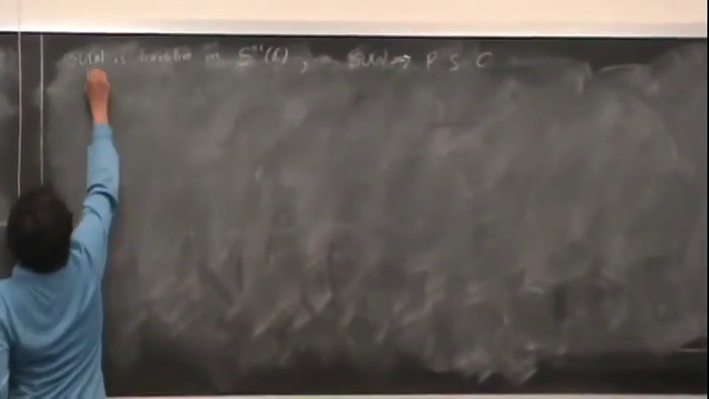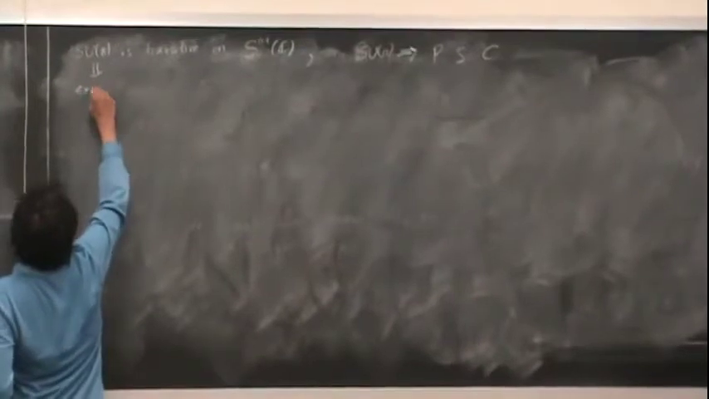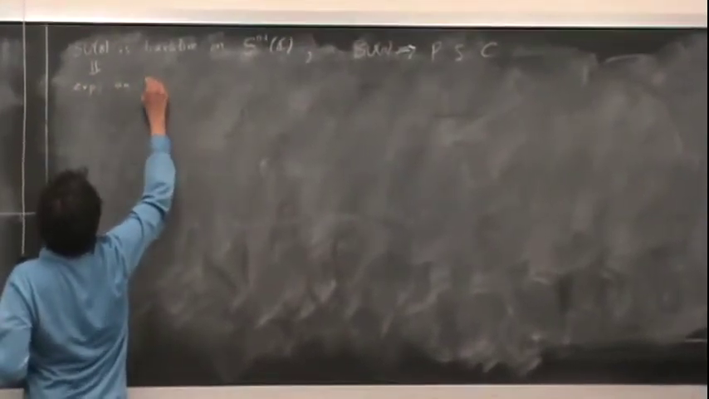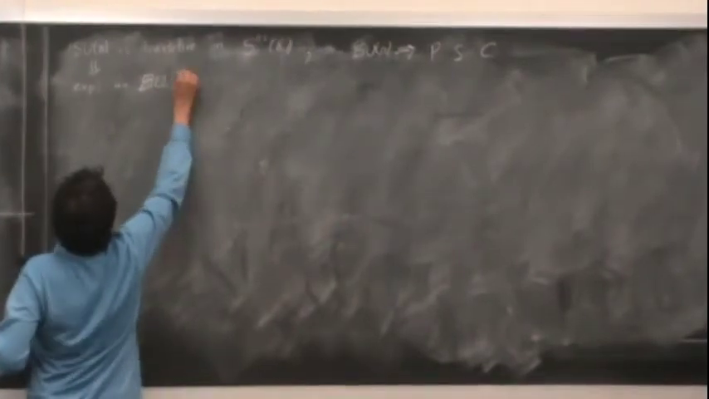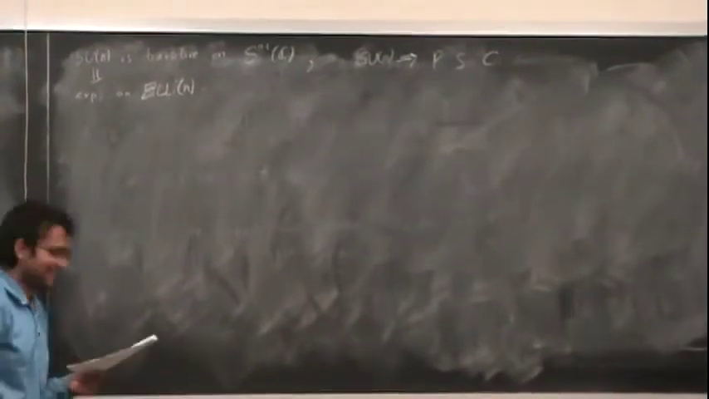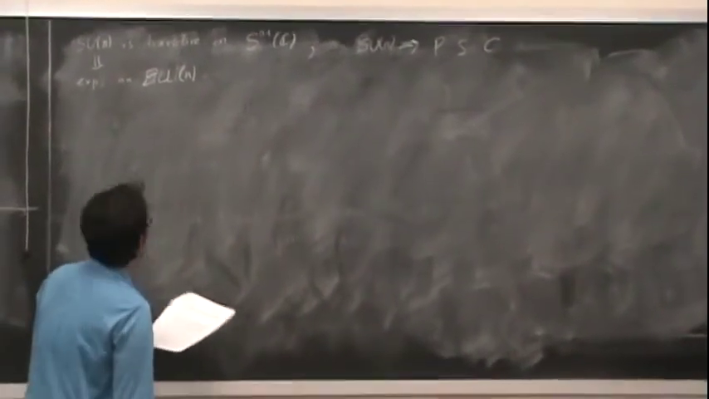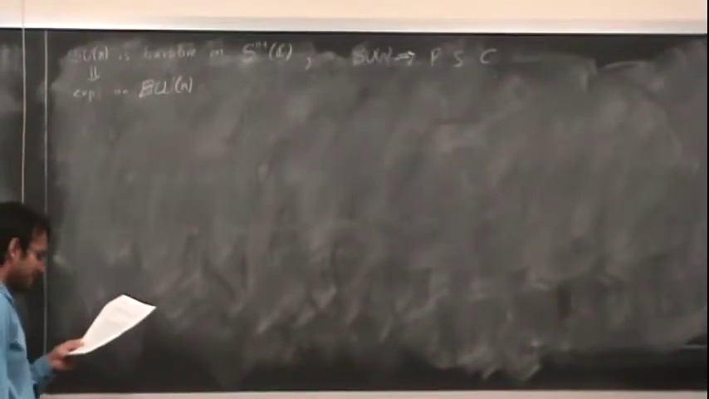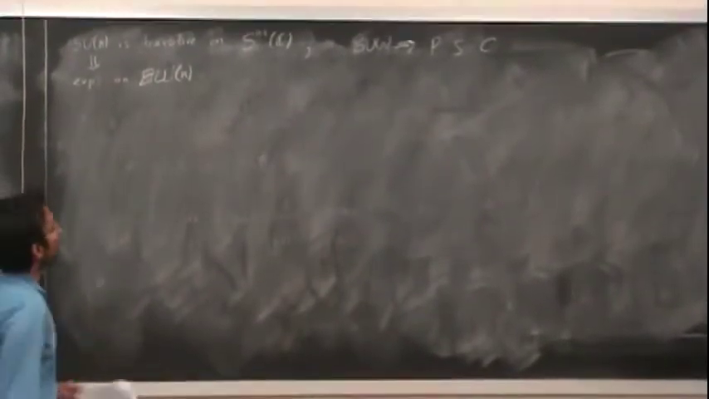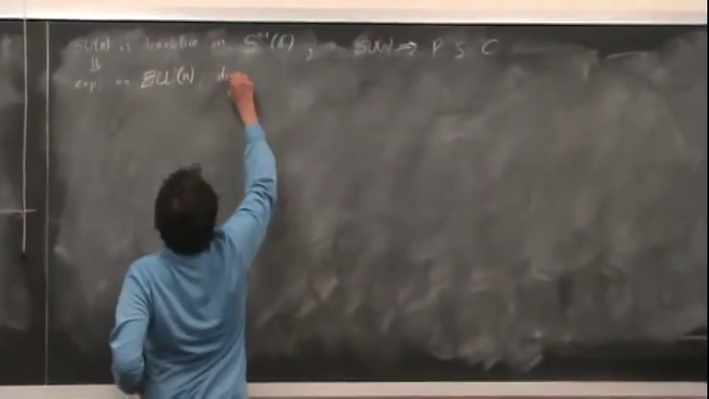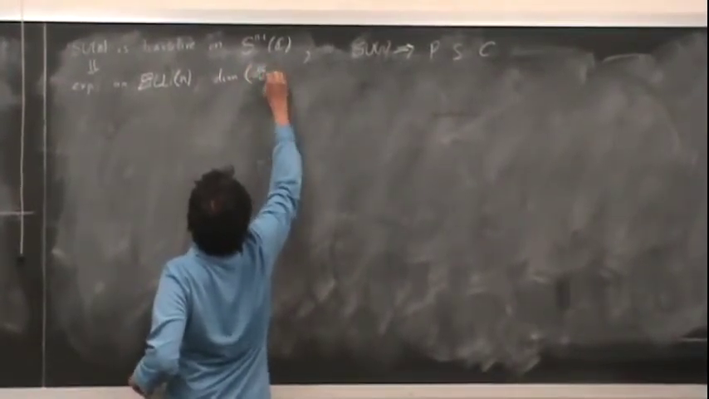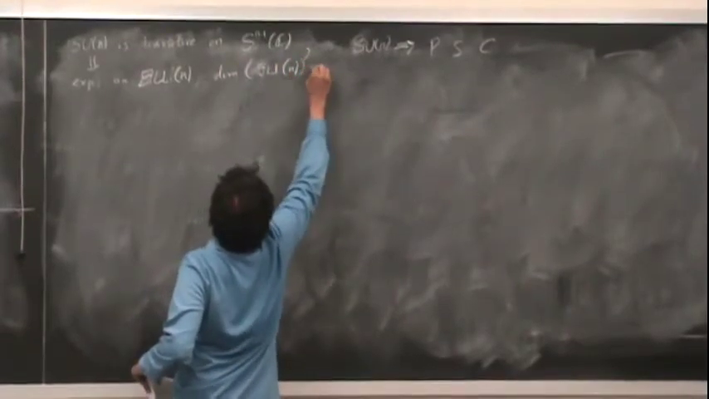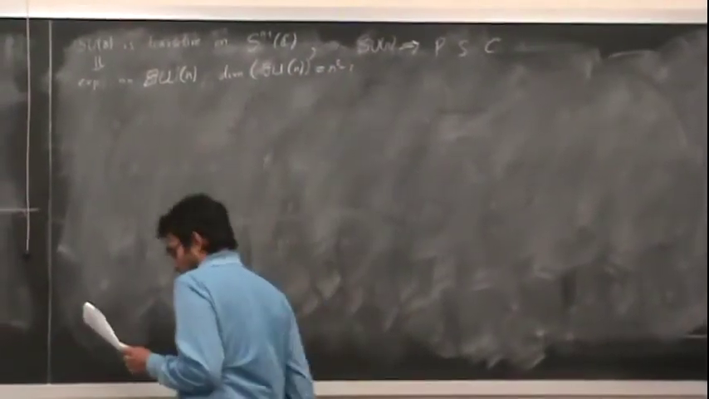Now clearly, as we know, this is just the exponential map on the Lie algebra su(N), which is just the set of n by n anti-Hermitian matrices with zero trace, which has dimension n squared minus 1.